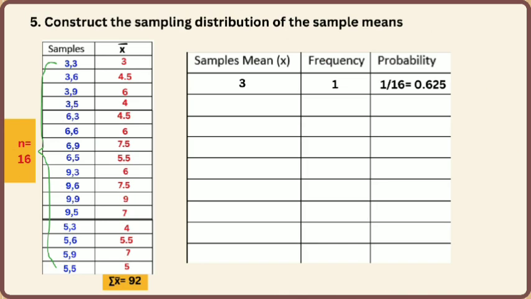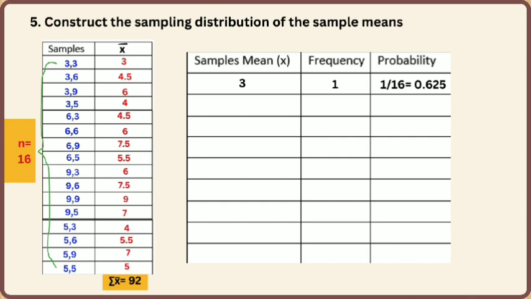The next step is to construct the sampling distribution of the sample means. Since we have the list of all the samples and the corresponding means of each sample, the next thing that we need to do is to get the sample means, frequency, and probability. So here, mag-start ta sa pinakagamay nga value, and then kuhaon nimong frequency and probability.